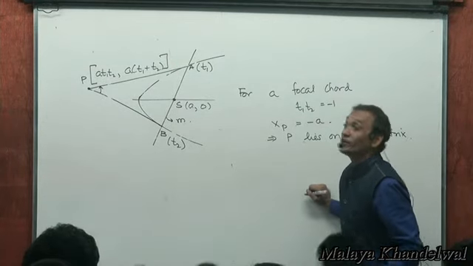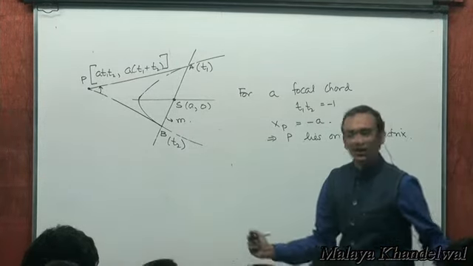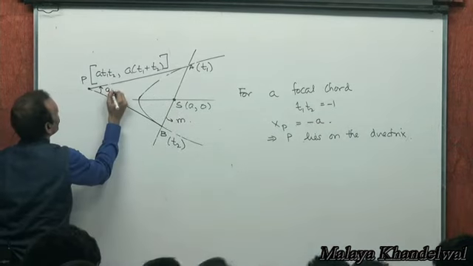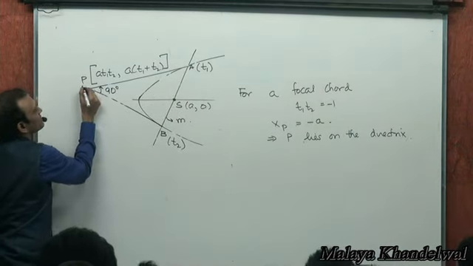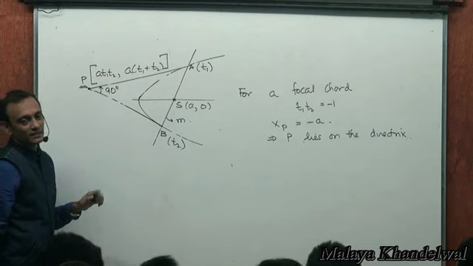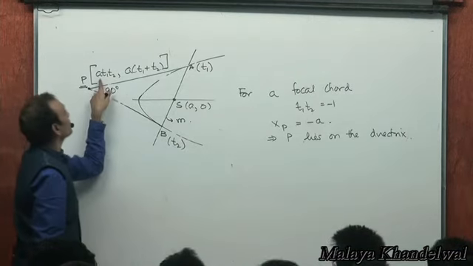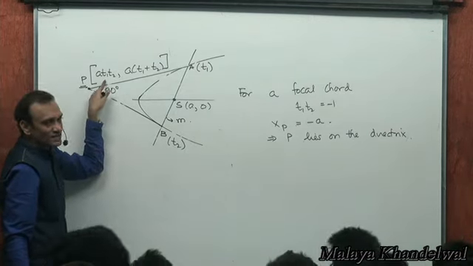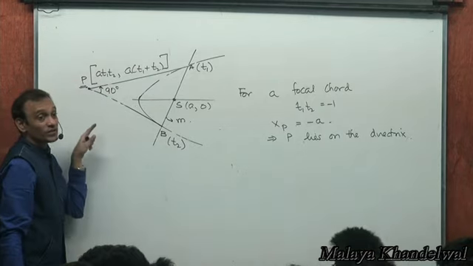And then the two tangents have to be perpendicular to each other. P lies on the directrix, because x of P turns out to be minus a, right? t1 t2 is minus 1, so x of P is minus a. P lies on the directrix.